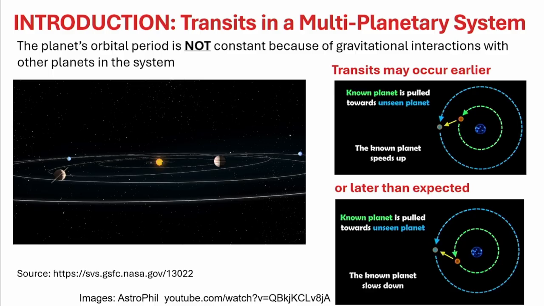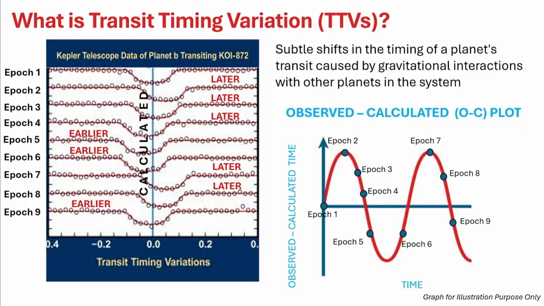Let's look at two examples of when the transit may occur earlier or later. In the first figure, the transiting planet is the inner one, the one we're looking at. Here, the planet is behind the other planet, which means the outer planet is pulling it forward. Therefore, the transit would happen earlier than expected. However, the opposite can also happen. Let's say the transiting planet is in front of the perturbing planet. Then the other planet will pull it backwards, and the transit will happen later than expected. So here, we can see that the transit timing is not consistent.